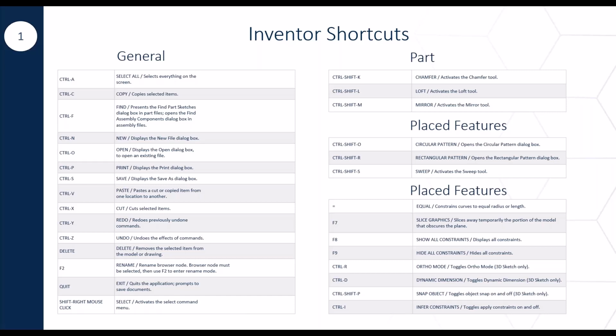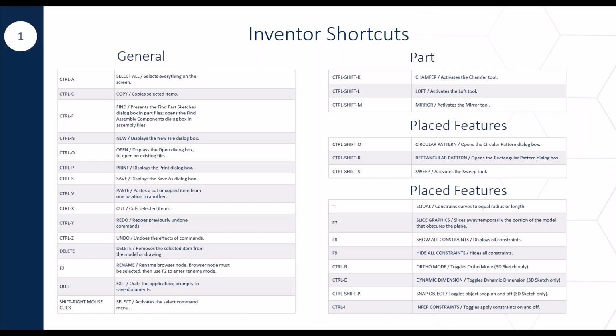For example, if we look at a couple of the general ones, we've got Control A to select all, Control C, same as Windows, Control N displays the new file dialog box, and F2 does a rename. Similar thing in terms of placed features. F7 gives you the slice graphics, which temporarily removes a section of your model if you're sketching inside of a profile. Because you then don't have to go in and change it to a wireframe or do a slice using the ribbon. You can just quickly press F7 and it'll cut it up to the plane where you're actually making the drawing.